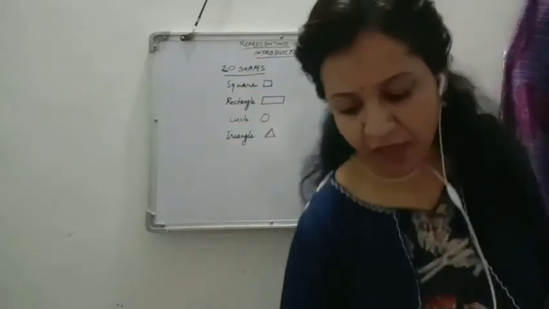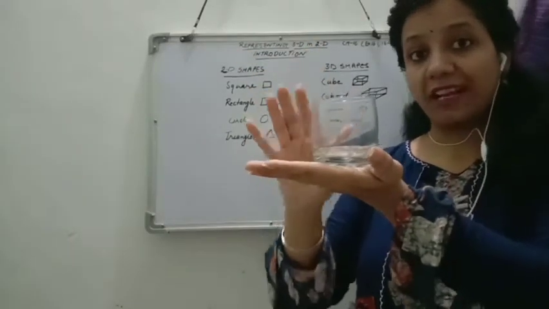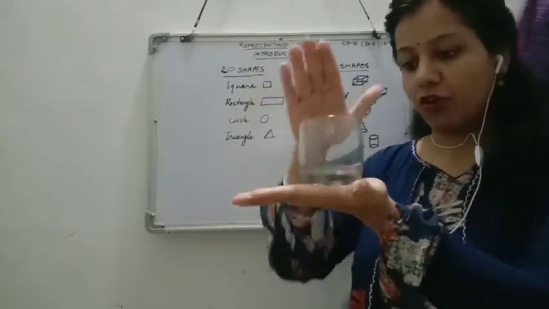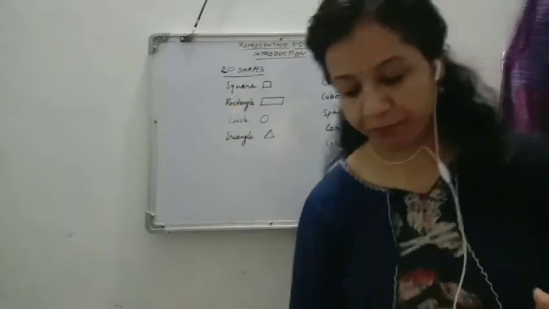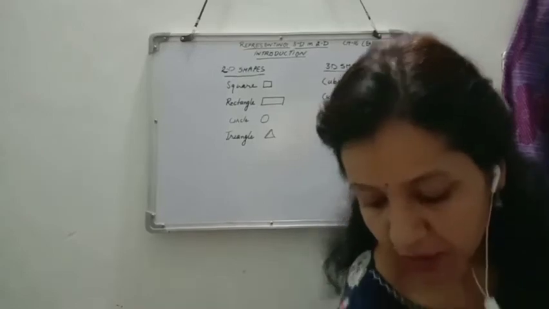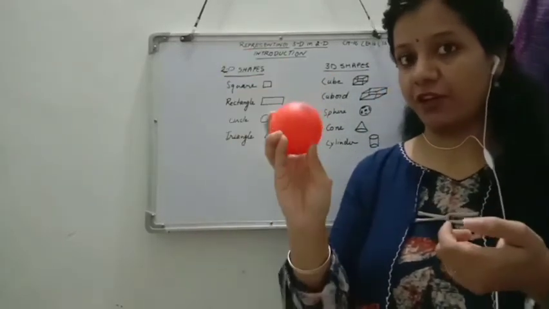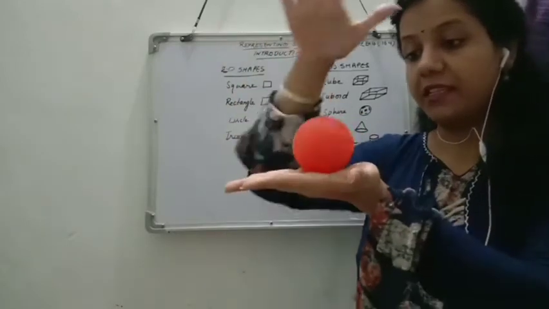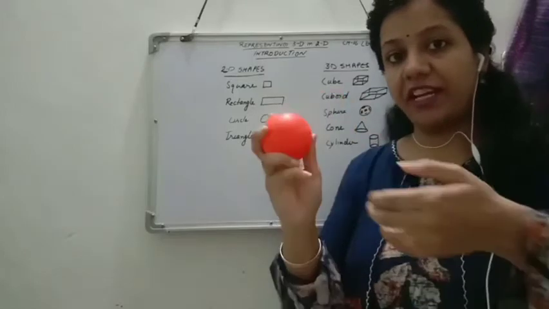This is a 3D shape. In the same way, see this glass? It looks like a cylinder. So it occupies some space also. This is also a 3D shape. Same as this ball. See, it's a sphere. It occupies some space. So that's why it is called a 3D shape.